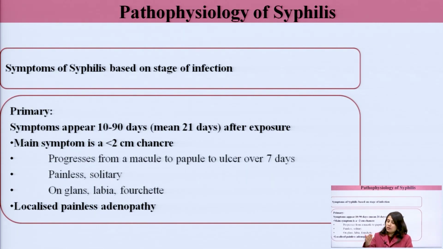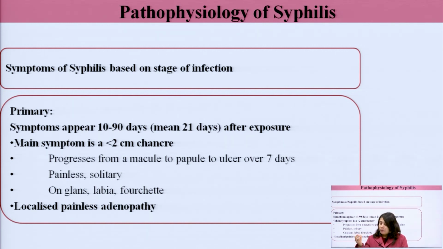Now, based upon these stages, let us look at the symptoms of syphilis. Primary symptoms appear within 10 to 90 days, or basically within 21 days of the infection after exposure. The main symptom for the primary stage is the formation of a chancre of less than 2 centimeters. What is this chancre? Basically it begins as a macule, which are discolored patches on the skin. This macule then progresses to an ulcer over 7 days.